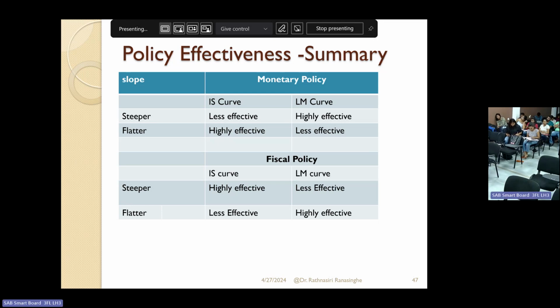So many graphs, right? Now C2 low means we have the steeper LM curve. We look at C2 and can draw a more steeper LM curve, and a more flatter LM curve here for C2 high. C2 means the elasticity of money demand. Normal IS curve, right?